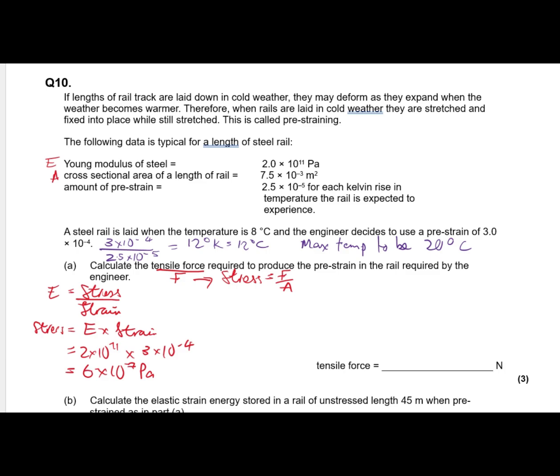Now, what do we know? Stress is force over area. So force is stress times area, which is a stress of 6 times 10 to the 7 multiplied by 7.5 times 10 to the minus 3. If you put all that in, that will give you 4.5 times 10 to the 5 newtons. With most of the modulus questions, they're not very conceptual. They just punch all the numbers in.